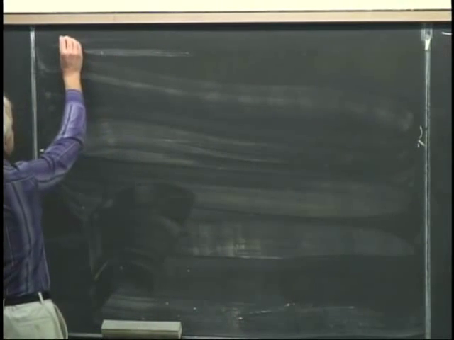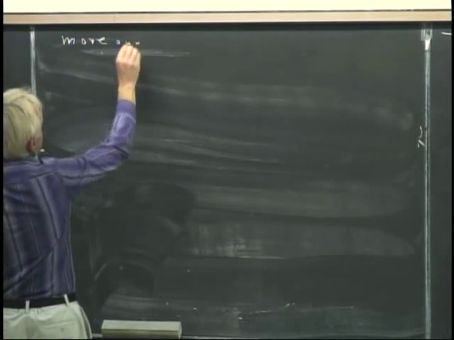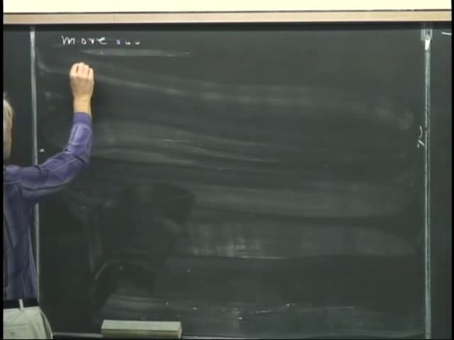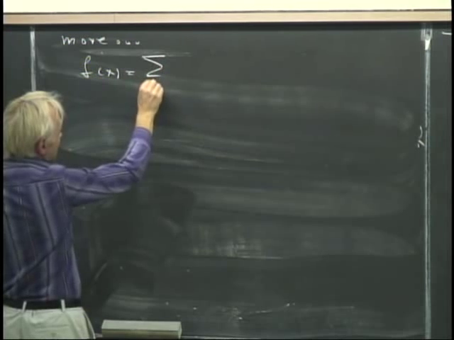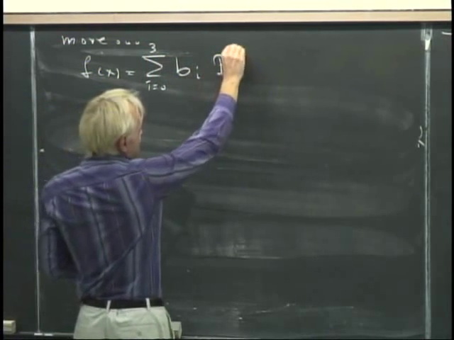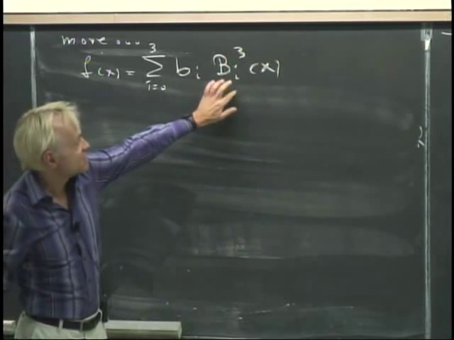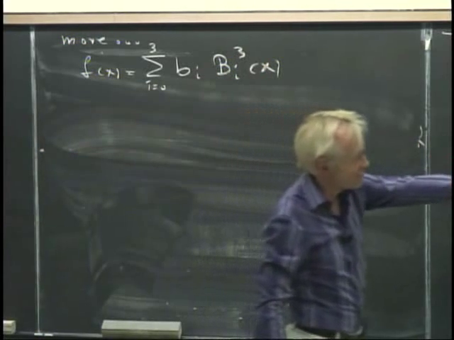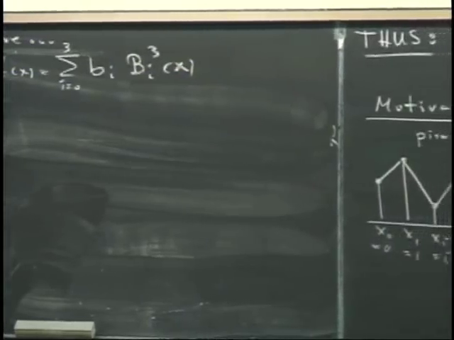All right, so then let's see what this is more. So what is this? So this function f of x is the sum i from 0 to 3 of bi times bi3 of x. And I haven't told you what these polynomials are, right? These basis functions. In this case, the basis functions are very simple. The basis functions are x to the power of 0, x to the power of 1, x to the power of 2, and x to the power of 3.